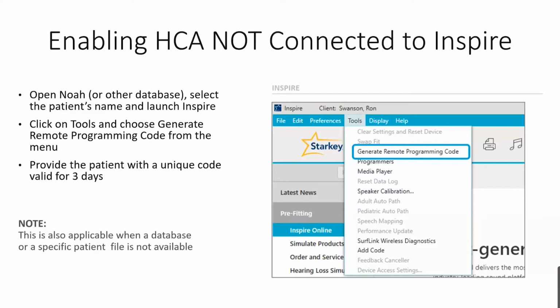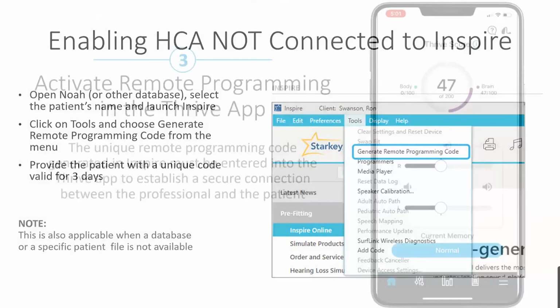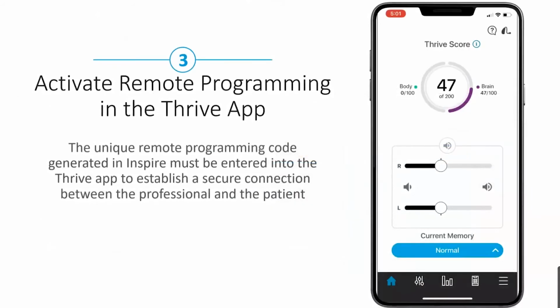I do want to note that each remote programming code is only valid for 3 days. It will expire after 3 days, and if it hasn't been placed into the Thrive mobile app, you will be required to generate a new code. Now it's time to place that 6-digit code into their Thrive mobile app to activate the remote programming feature.